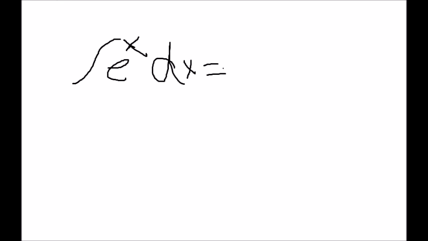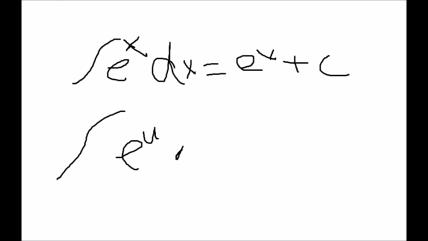Next, we're just going to touch up on indefinite integrals of e to the x. So the indefinite integral, or the antiderivative, of e to the x dx is equal to e to the x plus c. But wait, there are indefinite integrals of e to the u, right? And that will simply be e to the u plus c. Alright, so same thing.